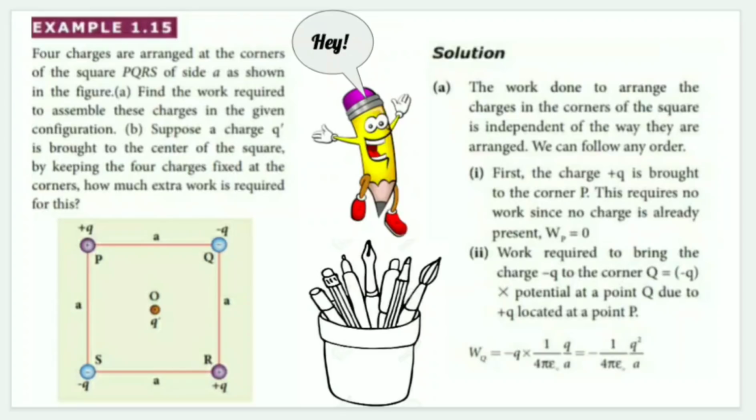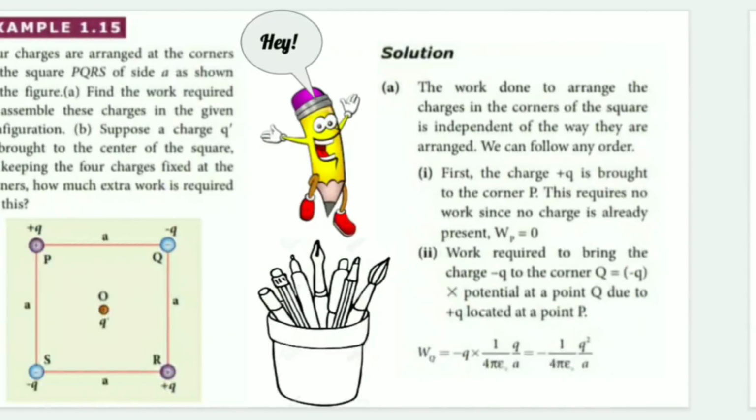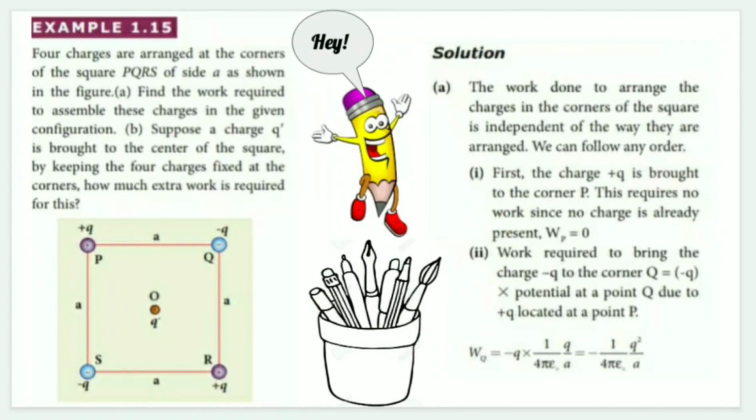Now two charges are there in the picture. We are bringing the third charge into the scene. So in that case, what is WR? WR can be written as the sum of two terms. Why two terms? Because we have two charges there already.